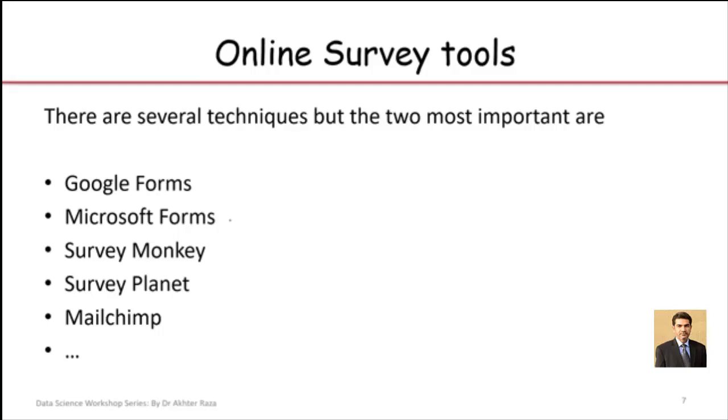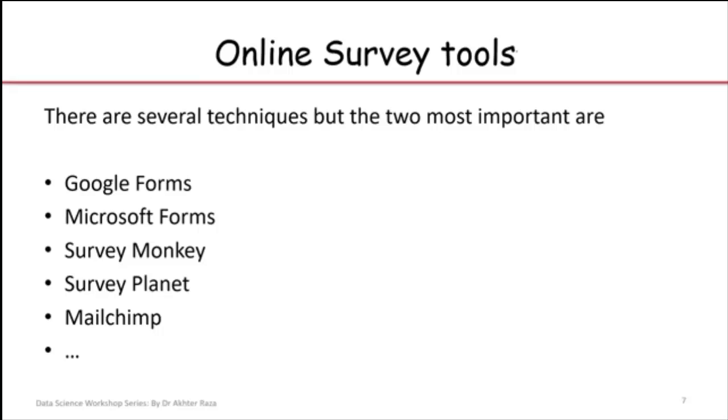Another is Microsoft Forms. SurveyMonkey is a paid service. These two are open source because Google is free as well as Microsoft is free. SurveyPlanet and MailChimp are the others; these are not open source, these are paid services. So you have to select any of the tools for making the questionnaire. Then the link of the questionnaire is to be shared with the participants and the data is collected randomly.